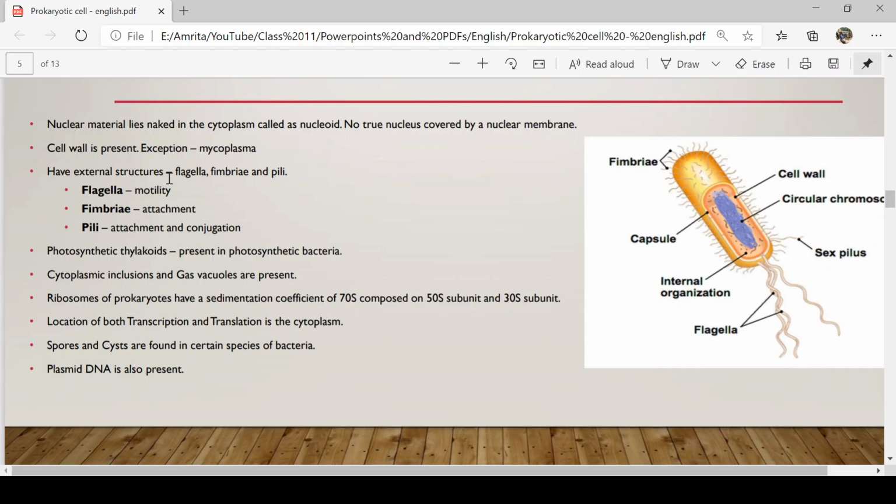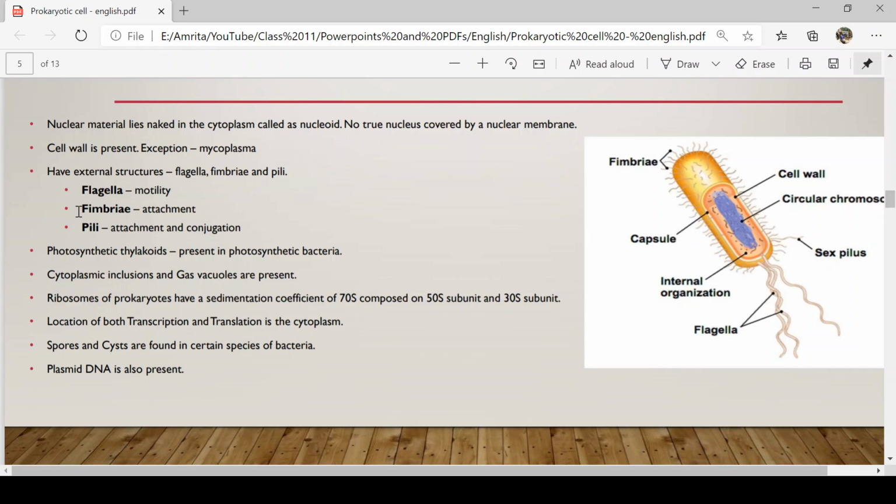They have external structures. What are the external structures? Flagella, fimbriae, and pili. So flagella, I think most of us are familiar with. Just like Euglena has a flagella. If you've seen Euglena, Euglena has a flagella and the function is motility, for propagation, for movement. Similarly, bacteria also have flagella, and this flagella serves the same purpose. It helps in motility. The flagella helps the bacteria in moving forward or backward. Either way, the flagella helps in movement.